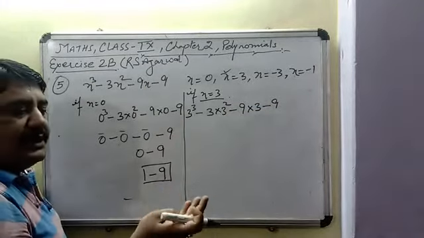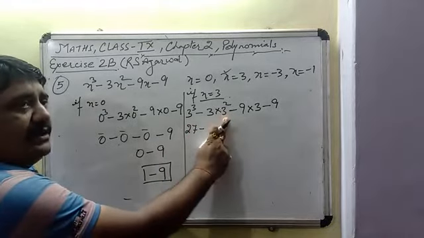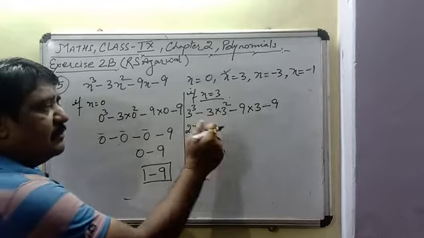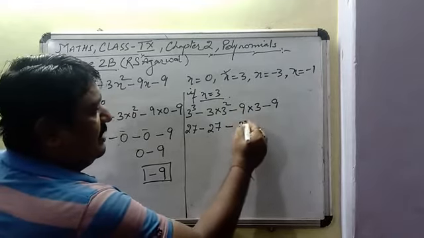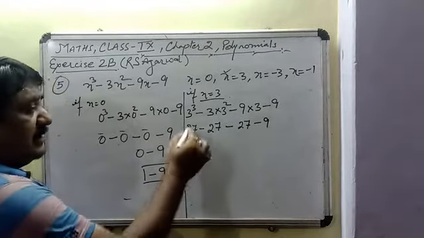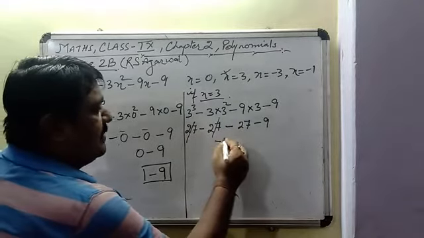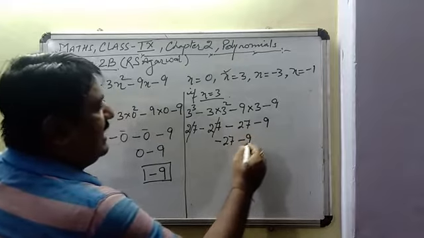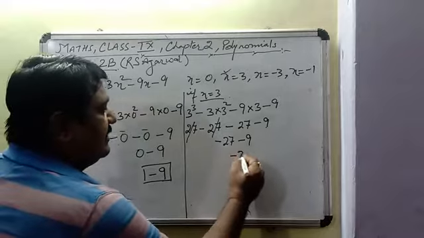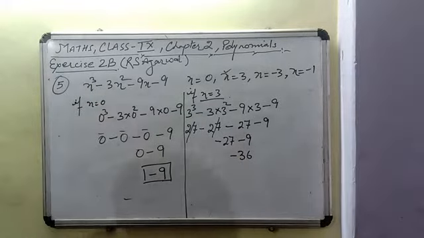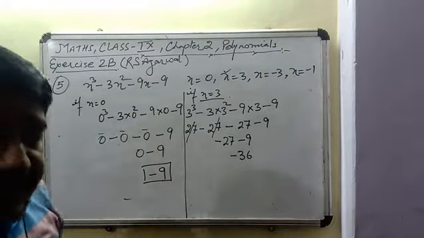3 cube is 3 3 the 9, 3 the 27. Minus 3 square is 3 3 the 9, 9 3 the 27 again here. Minus 9 3 the 27 again and minus 9. This is plus 27 and minus 27 cancelled. What is left with us? It is minus 27 and minus 9. They will be added, negative will be added with negative sign, minus 36. So if we put in this polynomial x equals to 3, the result will be minus 36.